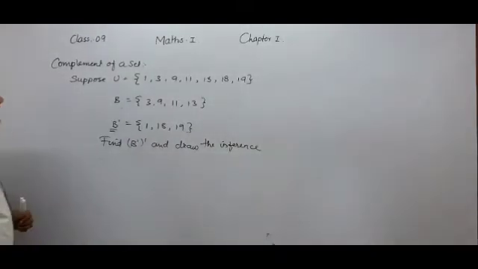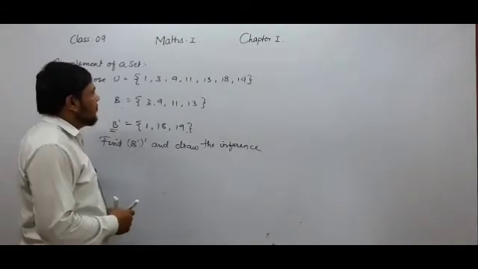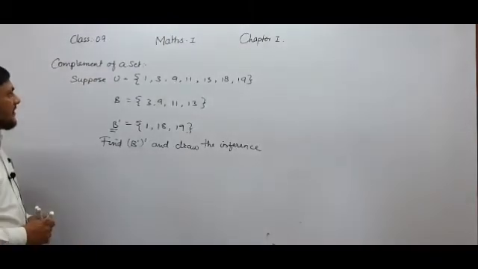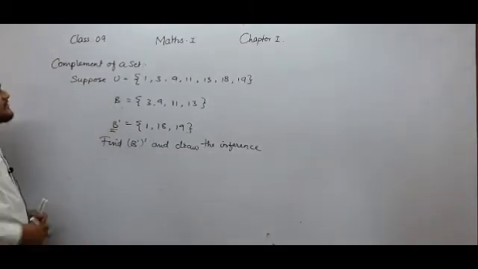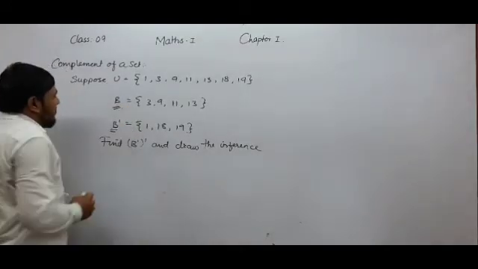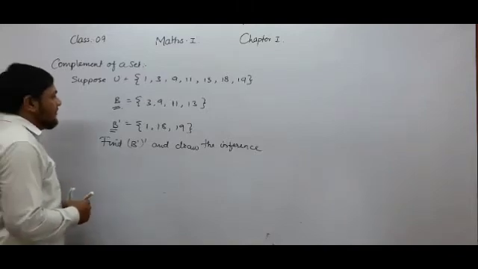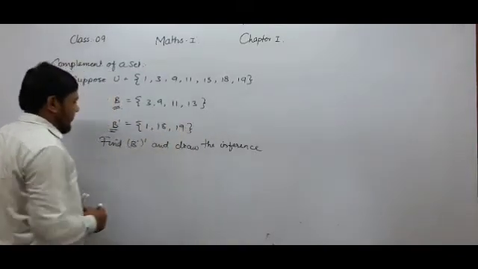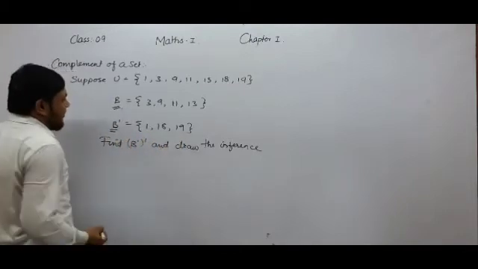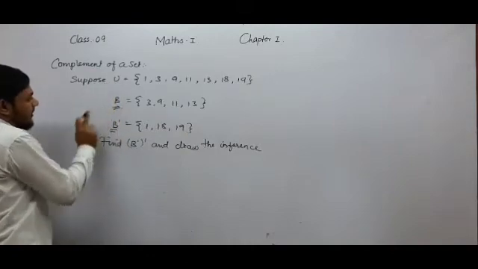So student, this is the example given to us. U is equal to 1, 3, 9, 11, 13, 18, 19. This can be considered as the universal set. Now we will take set B, which is a subset of that universal set, and B contains the elements 3, 9, 11, 13. So we know that B complement is nothing but 1, 18, 19. Means B complement contains all the elements which are in U but not in B.